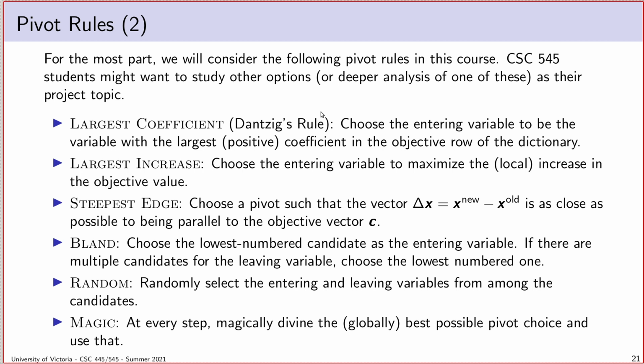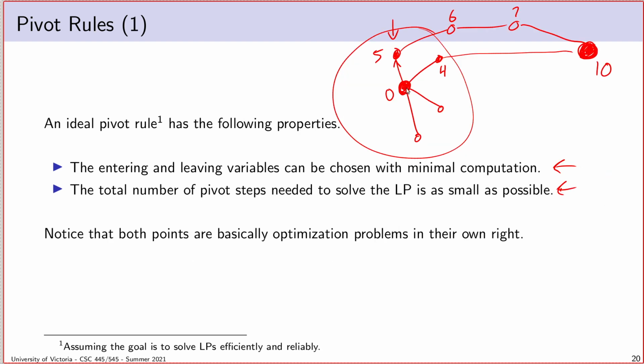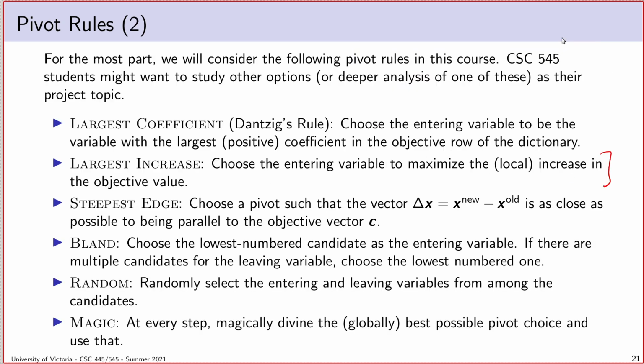Okay, fine. Largest increase is: work out among all possible entering variables which one will increase the objective value the most in one pivot, and then choose that one. But as I mentioned, in this case, if I start from 0 and I go up to 5, that is the largest increase. It doesn't necessarily mean I'm going to take the shortest path.